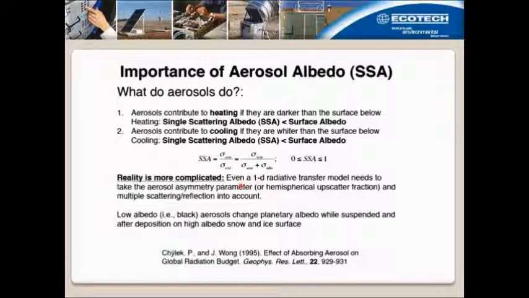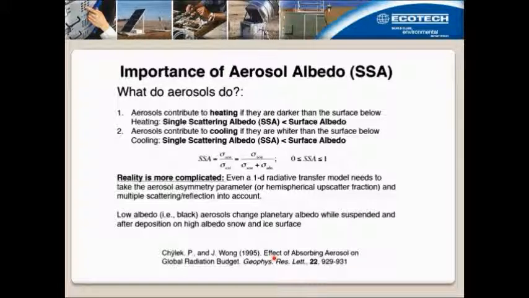In reality, it's a little bit more complex, because even single-dimensional radiative transfer models need to involve the asymmetry parameter or the hemispheric upscatter fraction, and take multiple scattering and reflection into account, not only a single one, as I explained in the course of that.